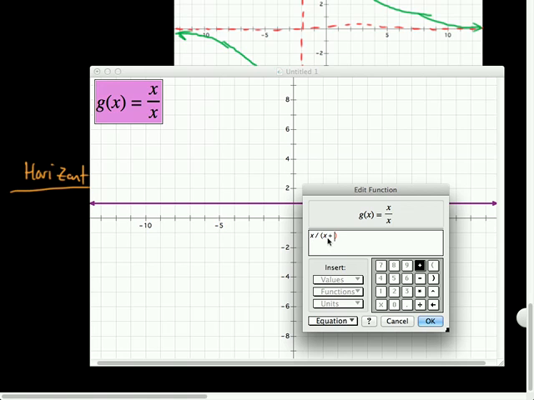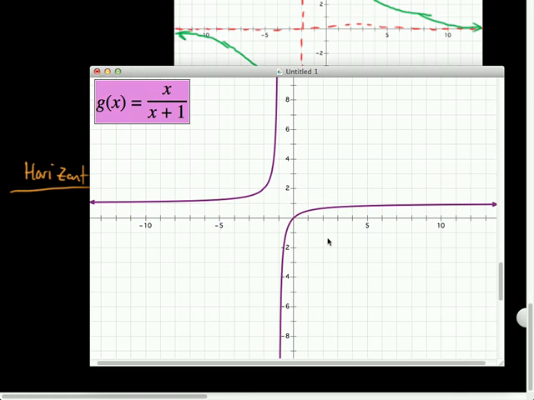To make that a little bit more interesting, let me make this guy. Now, what do we notice about the horizontal asymptote? Where is the horizontal asymptote?